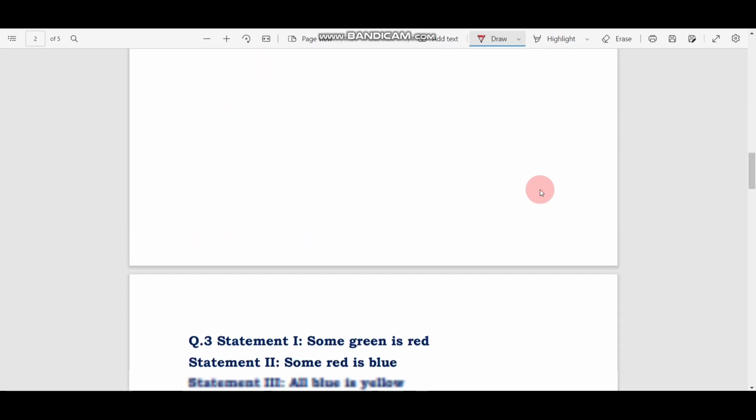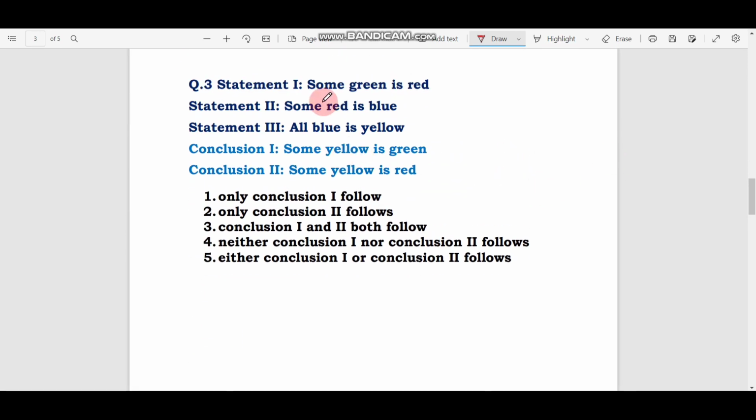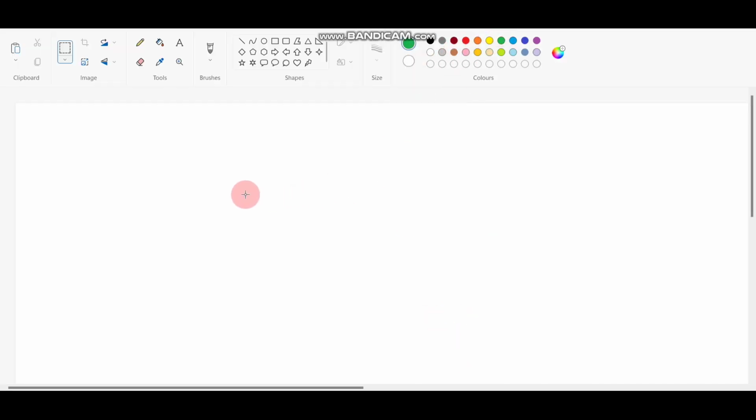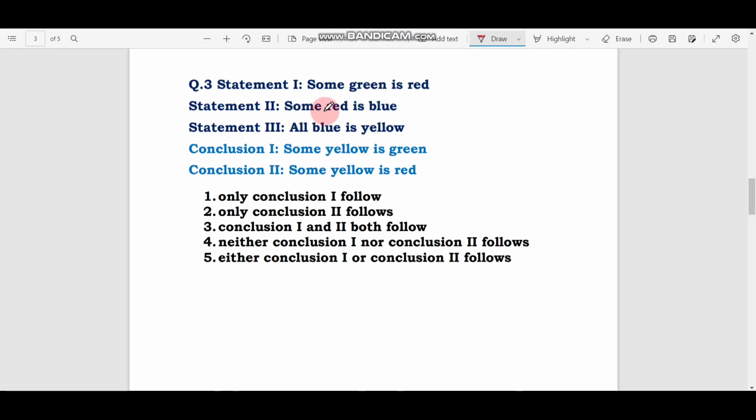Now let's move to the third question. Question number three has three statements and two conclusions. Let's draw the Venn diagram for all three statements. Statement one is: some green is red. Suppose this is the green, and I'll draw another circle that is red. This is the Venn diagram of some green is red. I don't need to write any text here, because the circles already indicate it.